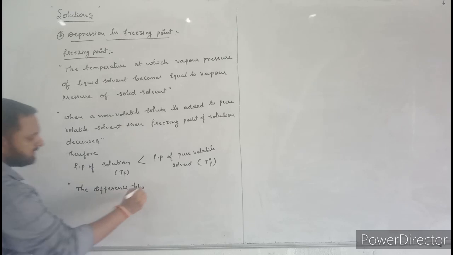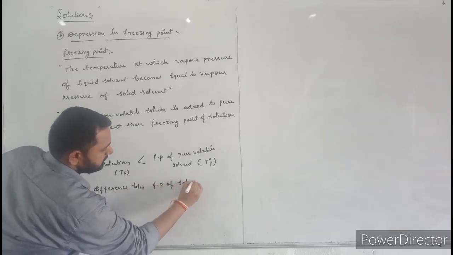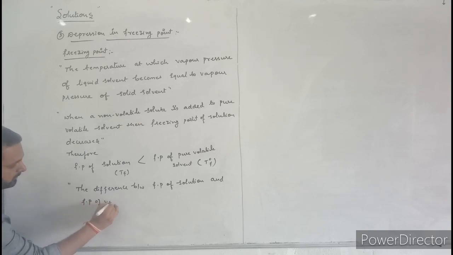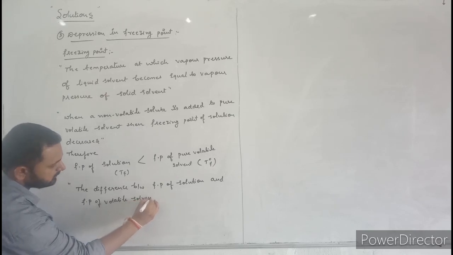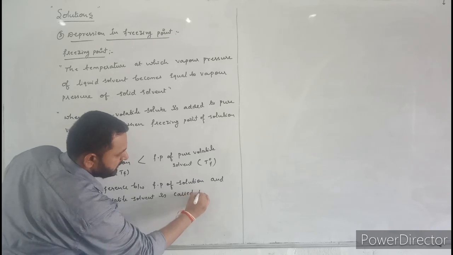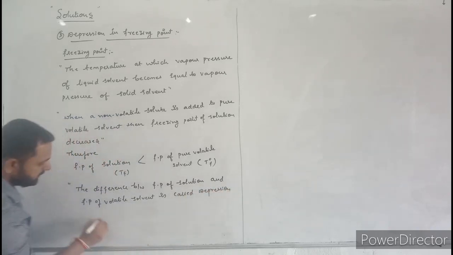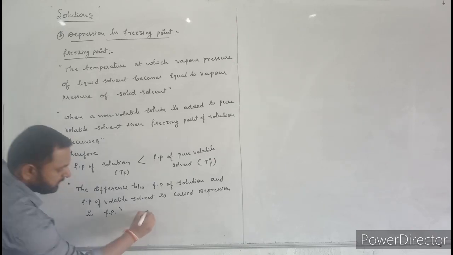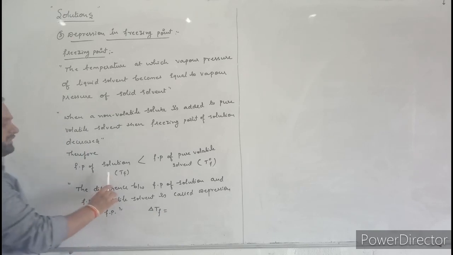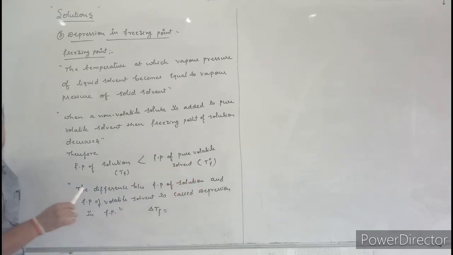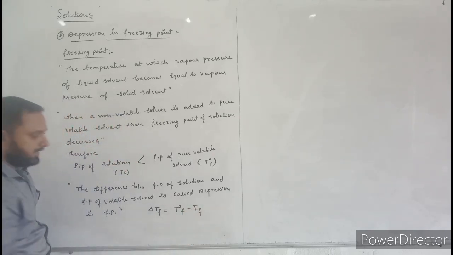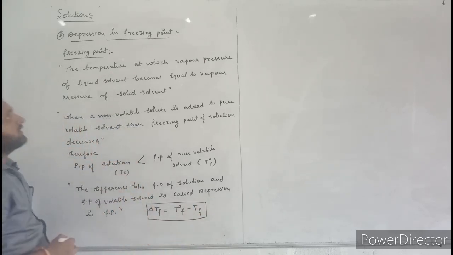The difference between freezing point of solution and the freezing point of pure volatile solvent is called the depression in freezing point. Now let us write a mathematical expression for depression in freezing point. Depression in freezing point is denoted by delta TF, which is equal to, between these two TF and T0F, which is greater? T0F is greater, so you write T0F minus TF, because T0F is always greater than TF. This is the formula to calculate depression in freezing point.